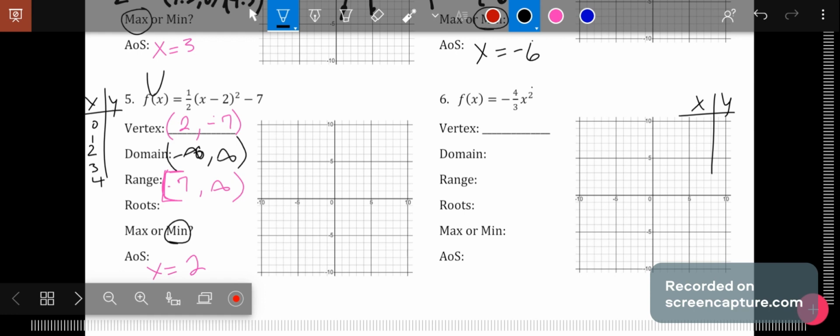If I plug in a 0, I get 2 minus 7, which is -5. Plug in a 1. So that would give me 1/2 minus 7, which is -6.5. I plug in a 2, I get -7. 3 will give me -6.5, and 4, -5. Then we're just going to plot these same points. So the vertex is at 2, -7.